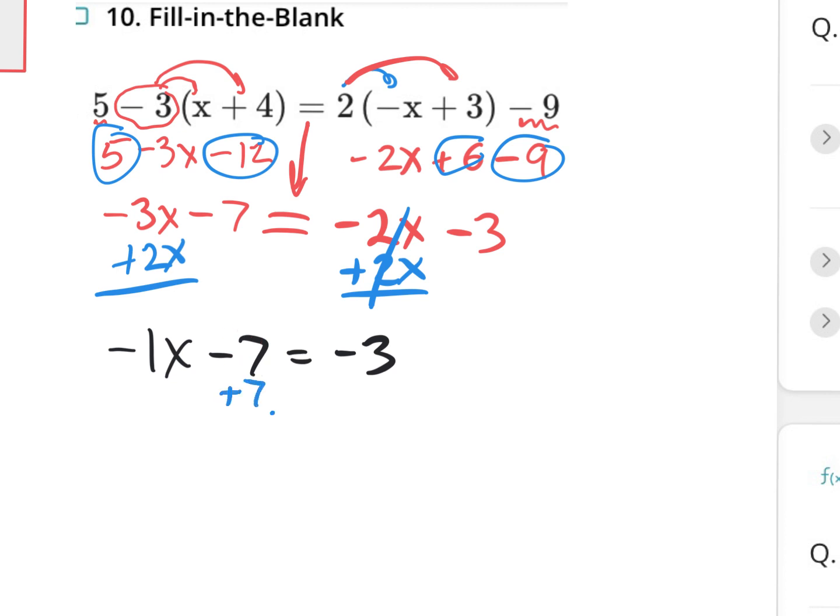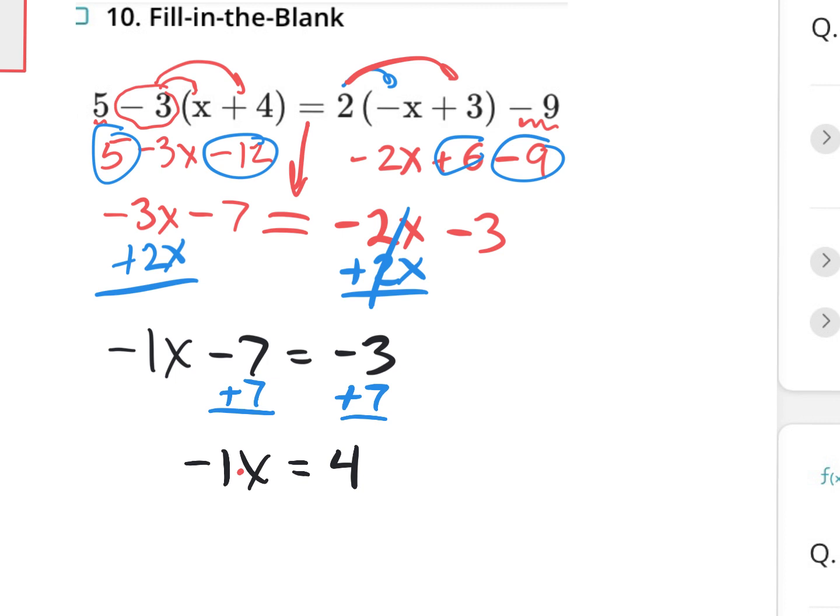You do the opposite, which is plus 7, and of course what you do to one side of the equal sign, you do to the other side of the equal sign. So my new equation is going to be negative 1x equaling negative 3 plus 7, that is a 4. I'm almost done. I need to get rid of the negative 1 that's being multiplied with x.